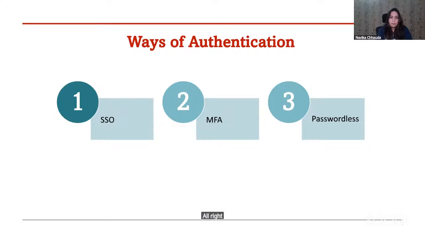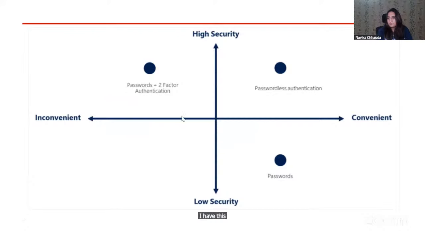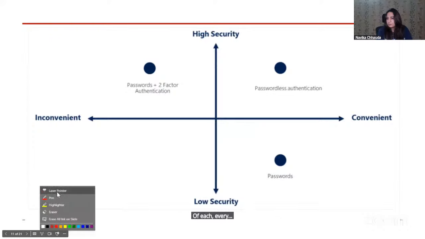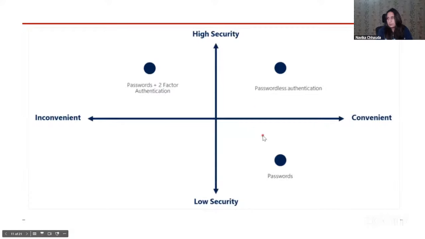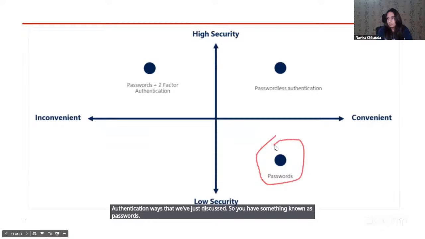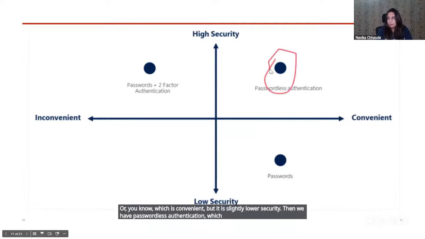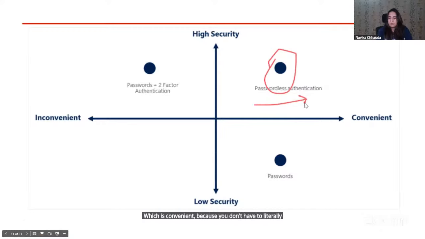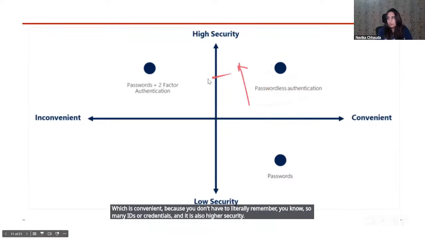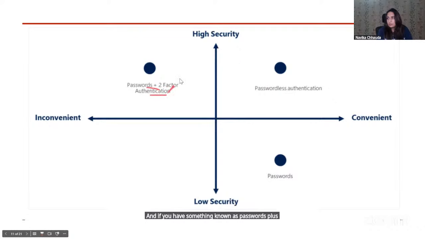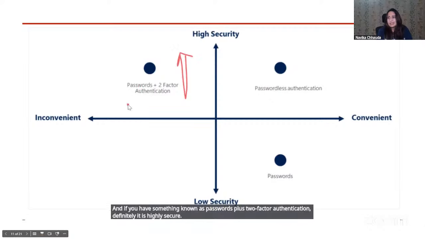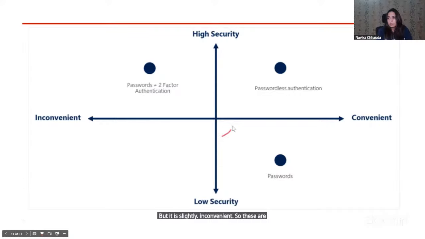All right, coming up with the next thing. What we have discussed right now, I have this graph which tells the feasibility of each of the authentication ways that we've just discussed. You have passwords, which are convenient but slightly lower security. Then we have passwordless authentication, which we have recently discussed. The third one is convenient because you don't have to remember so many IDs or credentials, and it is also higher security. And if you have passwords plus two-factor authentication, definitely it is highly secure, but it is slightly inconvenient. So this is what we have discussed right now, and this is your concept to it. All right.